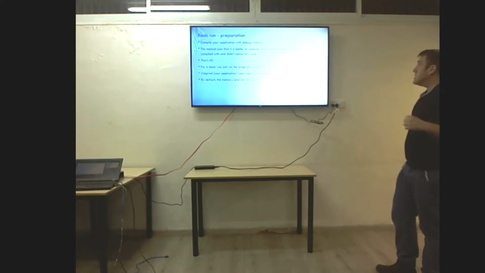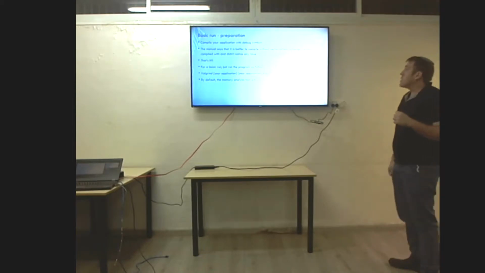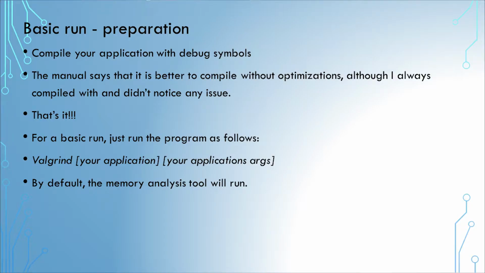So what is needed in order to run Valgrind? First of all, it's recommended, it's a must, to compile with debug symbols, or you won't understand the logs. It's just going to show up as a question mark. I did read in the manual, there was a recommendation for memory to compile with O0. I never did it. I always used O2, O3 and it always worked.